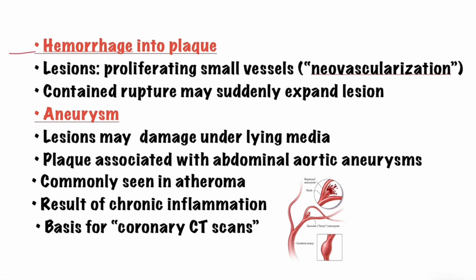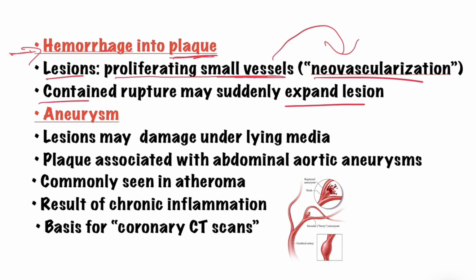Another complication of atherosclerosis is hemorrhage into the plaque. It means the lesion has proliferating small vessels, a new vascularization, and rupture of these vessels may suddenly expand the lesion. And another one is that it will make an aneurysm.